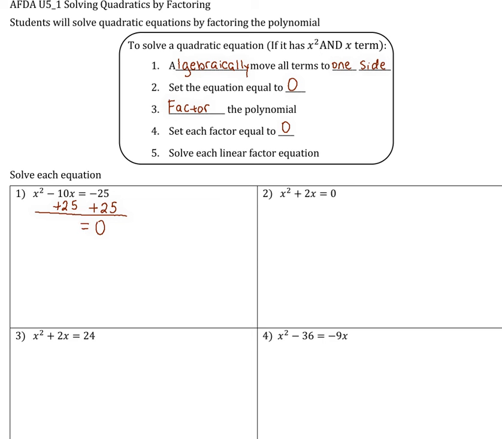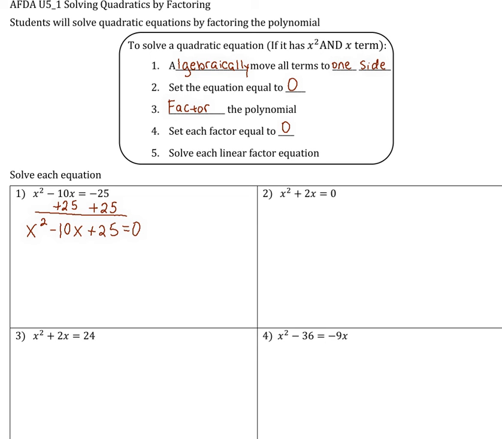Now, we've still got to keep with our like terms. We cannot add 25 to x squared. We cannot add 25 to 10x because they are not like terms. So we end up with x squared minus 10x plus 25 equals 0. And now we know how to find our way home from here.